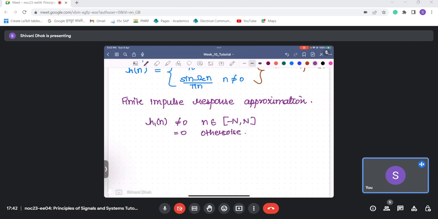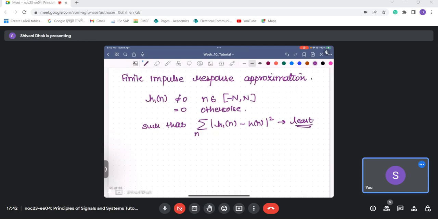And we need to find this h1[n] such that the mean square or the squared error of these two over n is least. And it was seen in the lectures that this is possible, this squared error is minimum when h1[n] is equal to h[n] for n belonging to minus N to N, and it is 0 otherwise.